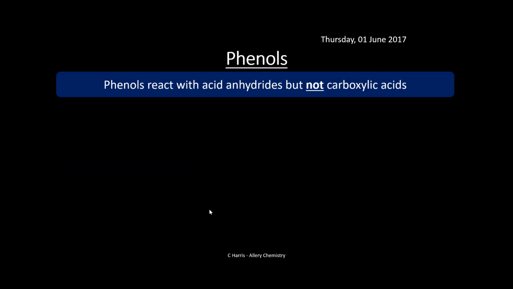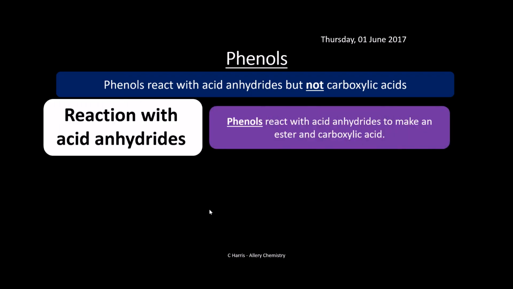Okay, so phenols react with acid anhydrides, okay, but not carboxylic acids. Okay, so let's have a look, see what we get. So this is a reaction with acid anhydrides. Now what they do is they form an ester and carboxylic acid, so they're actually acting as an alcohol in this type of reaction. So it's reacting with the acid anhydrides to do that.